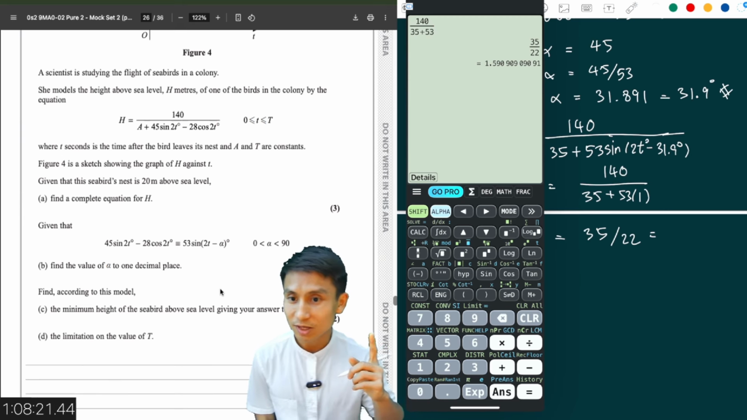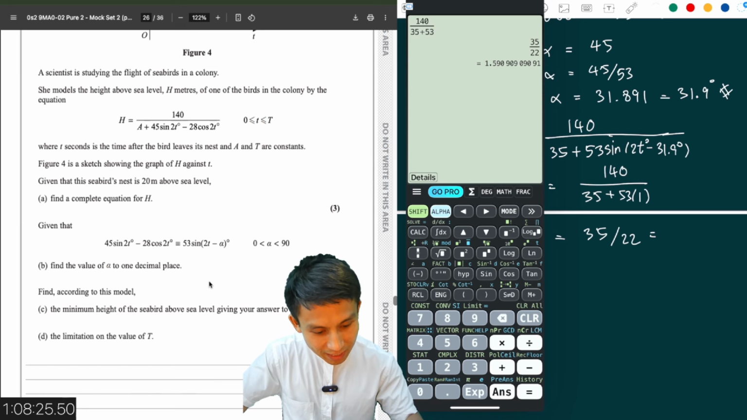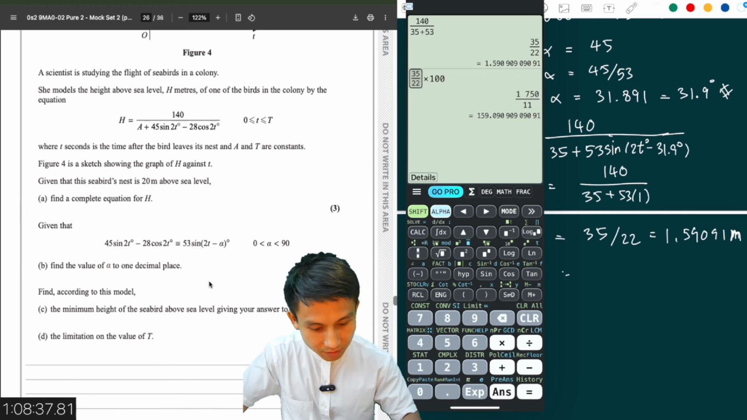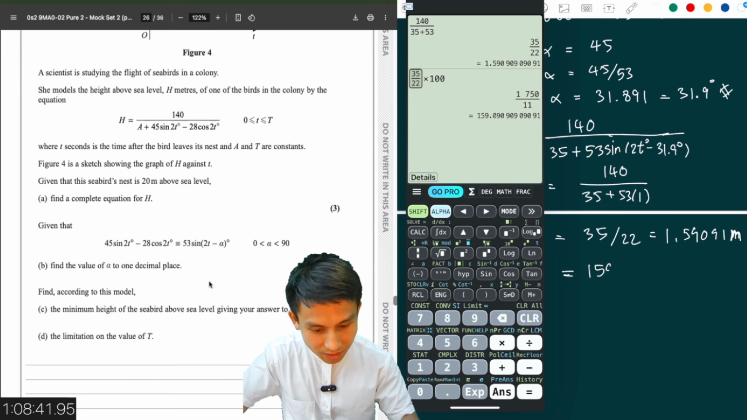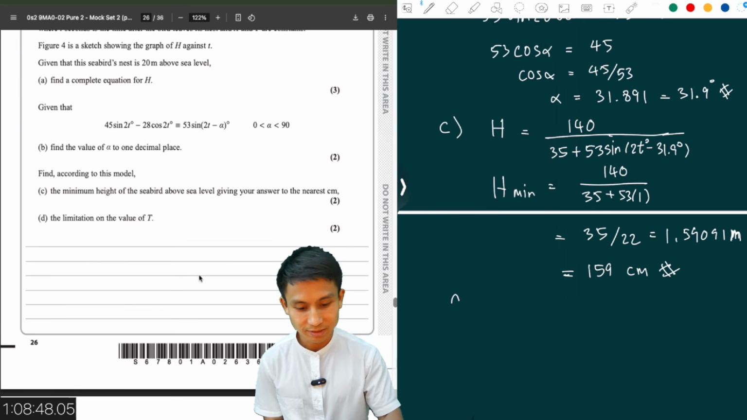We have to be careful here. H is in meters, so that's going to be 1.59091 meters, which, if we multiply that by 100 to get the nearest centimeter, is 159 centimeters. That's it. Don't fall for that, guys.